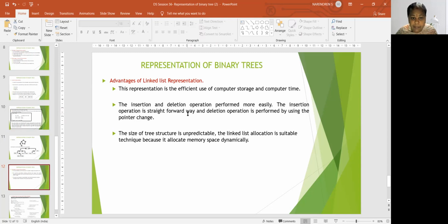The insertion operation is straightforward, and the deletion operation is performed by changing pointers. Usually insertion is a simple one, but in deletion we have to mention the pointers, meaning addresses. The size of the tree structure is unpredictable here. The linked list is a suitable technique because it allocates memory space dynamically. In arrays, we created a permanent, fixed memory size even if the elements were not present. But here it is not like that. We can make it a dynamic representation because the size is not predictable.